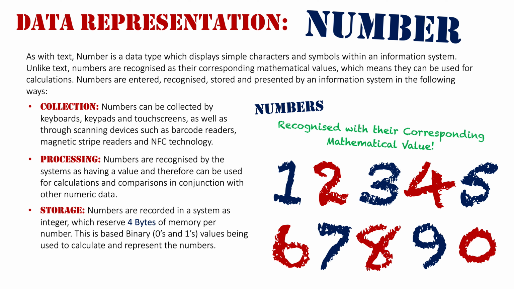For storage, this is where it's very different to actual text. Text recognized every character as a symbol, and those symbols were based on ASCII and Unicode. But the numbers are recognized in a different way. Numbers are recognized by systems as what's known as an integer, which reserves 4 bytes of memory per number, and numbers could possibly change based on the calculations. This is based on binary zeros and ones being used to calculate and represent the numbers.